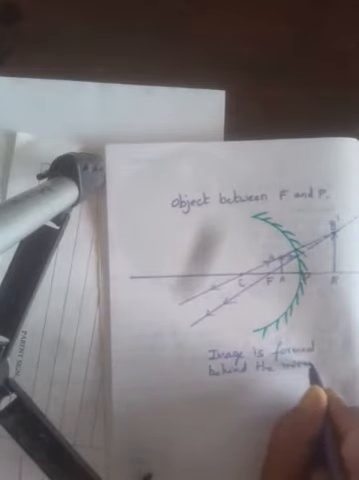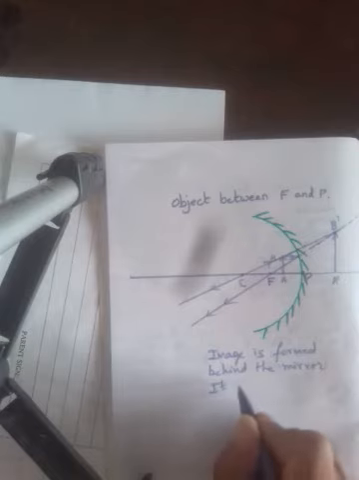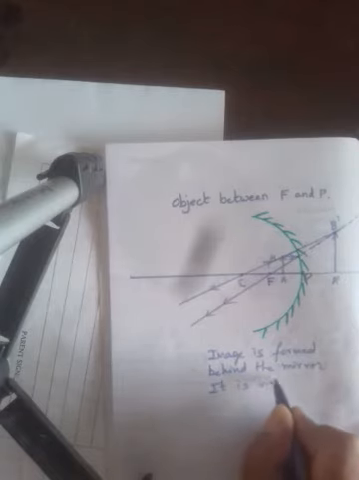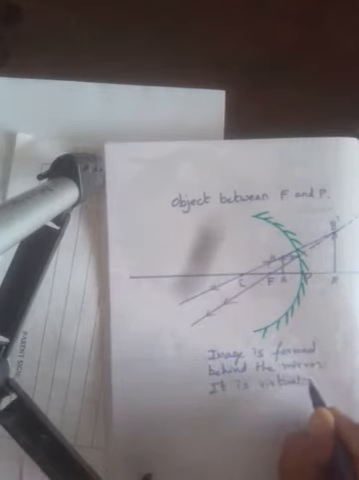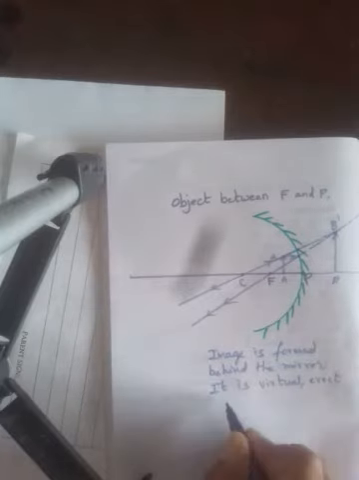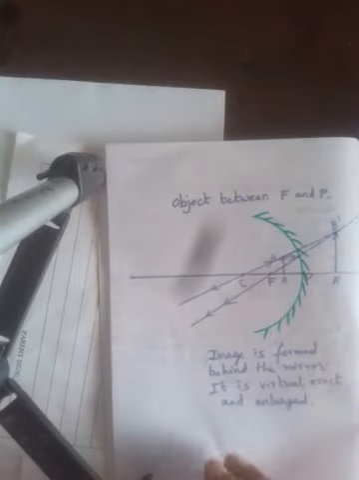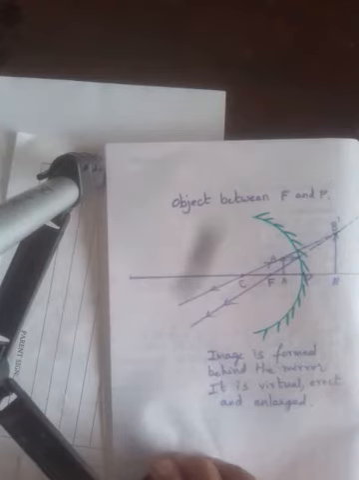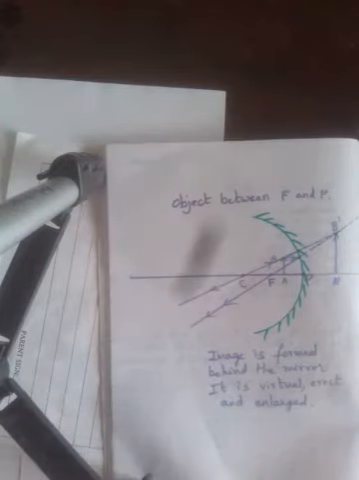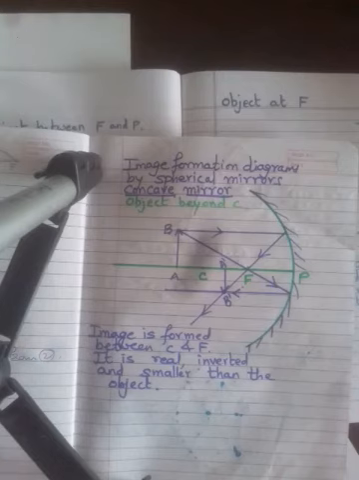It is virtual, erect, which means it is not inverted, and enlarged. Enlarged means larger than the object. These are the image formation diagrams for a concave mirror. I will just revise those images once again.